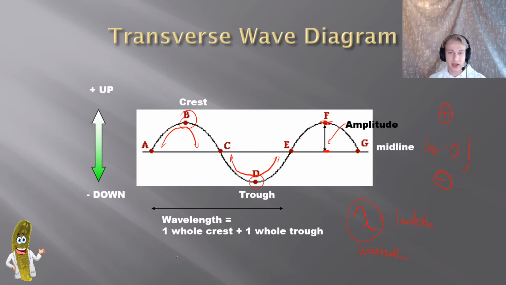So for us, this would be from point A to point E. That is one whole wavelength. So traveling all the way up, down, and back to where we came from, and also traveling in the same direction that we came from.